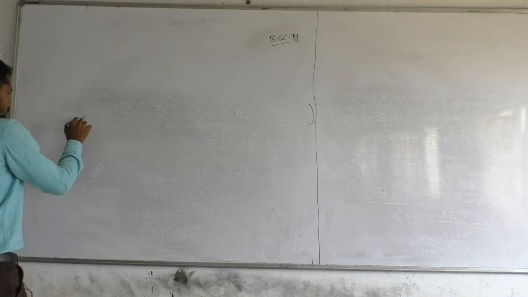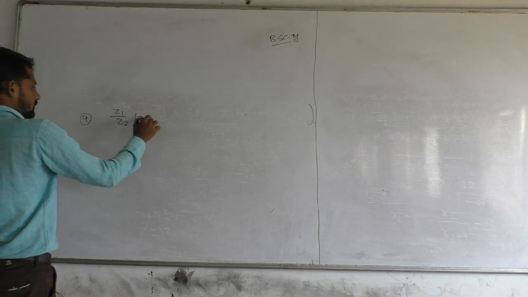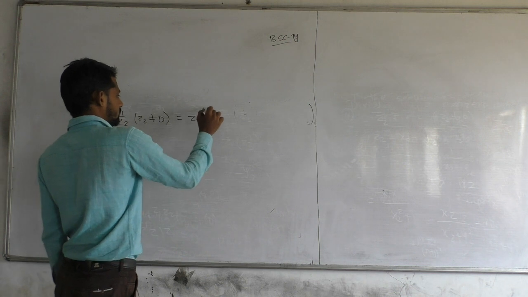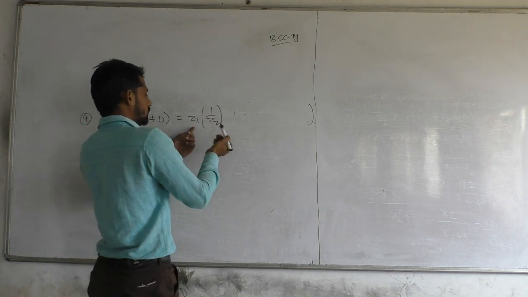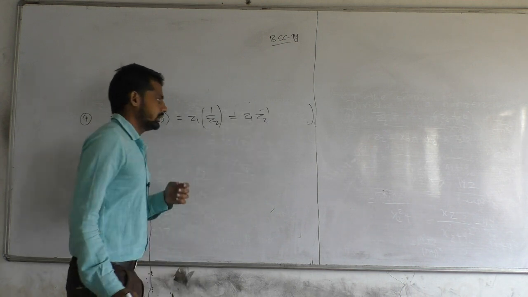Also, z1 by z2, where z2 is not equal to 0, can be written as z1 times 1 by z2. 1 by z2 is z2 inverse, so z1 into z2 inverse.